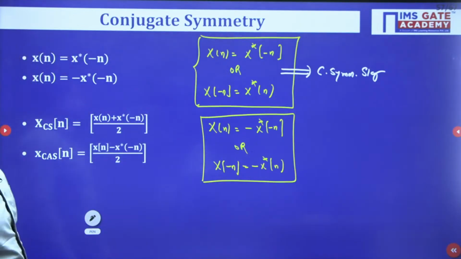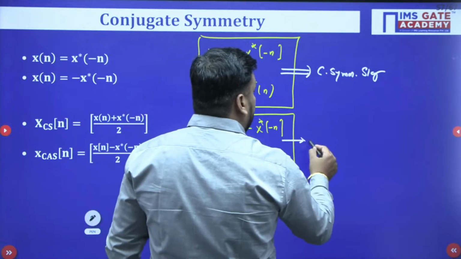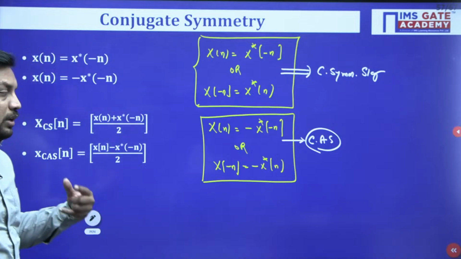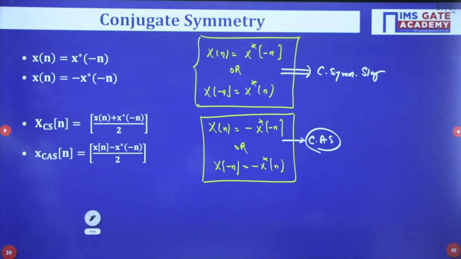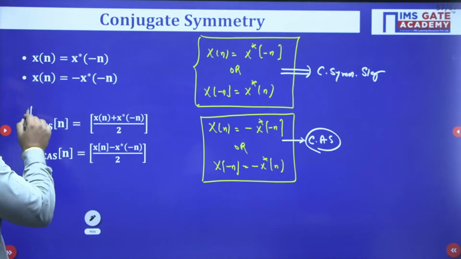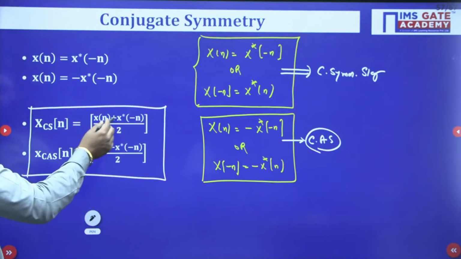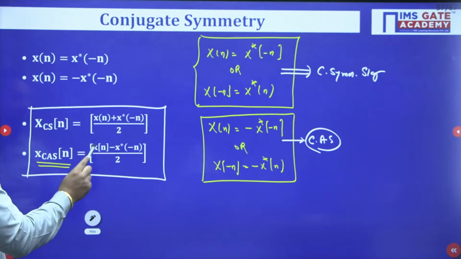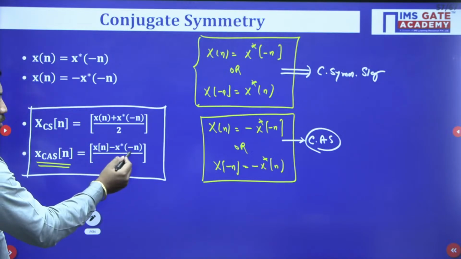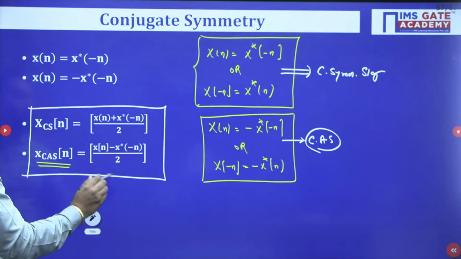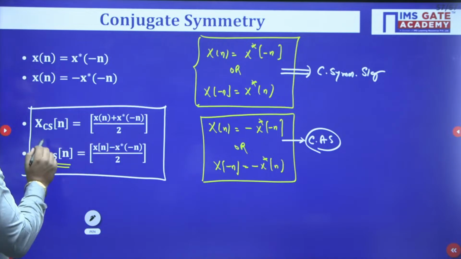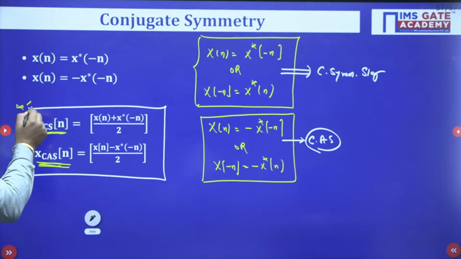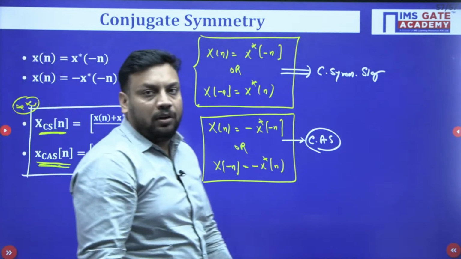So similarly, if the signal is neither conjugate symmetric nor conjugate antisymmetric, then we have scope to find the conjugate symmetric part or the antisymmetric part. So the conjugate symmetric part formula will be x of n plus x conjugate of minus n, upon 2. The conjugate antisymmetric part is x of n minus x conjugate of minus n, upon 2. Again, in this formula, if I remove the star, it gives me the even component formula, and the odd component formula. This is how you can relate and remember for a long time.